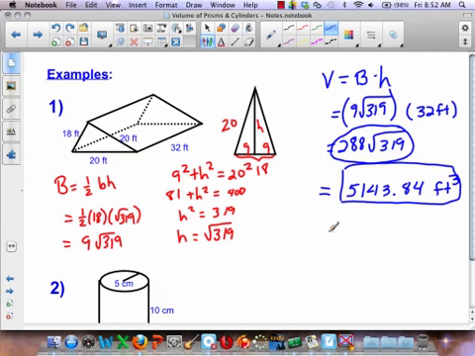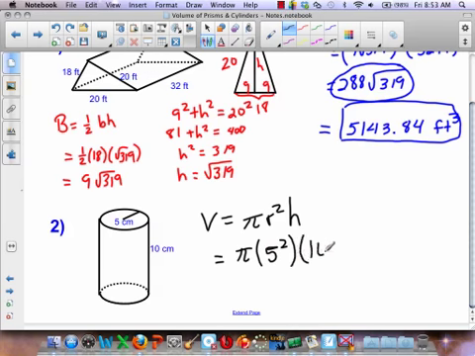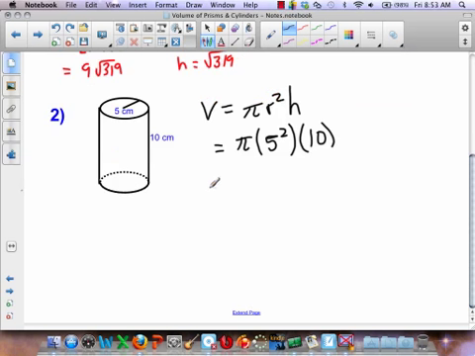What shape is number 2? Cylinder. I don't know the volume of a cylinder. Pi r squared times h. Okay, what's my radius? And what's my height? Okay, so what's pi r squared? 25 times 10.